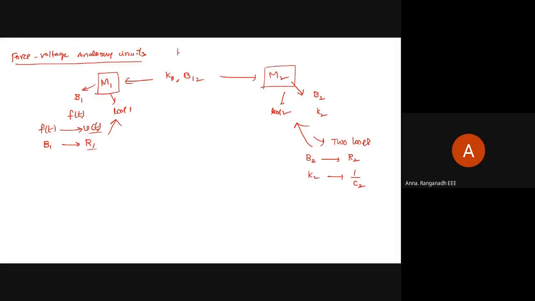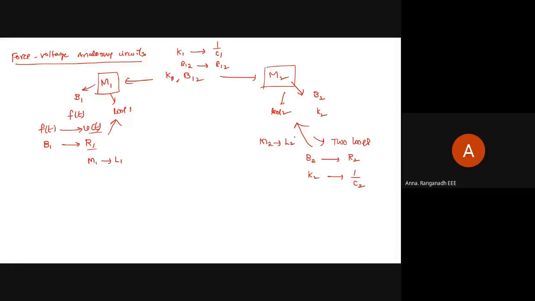So here K1 is analogous to 1 by C1. B12 is analogous to R12. Now coming to the main nodes, M1 can be analogous to L1, and M2 can be analogous to L2. So up to now, any doubts? If it is clear, our answer is over. Any doubts?